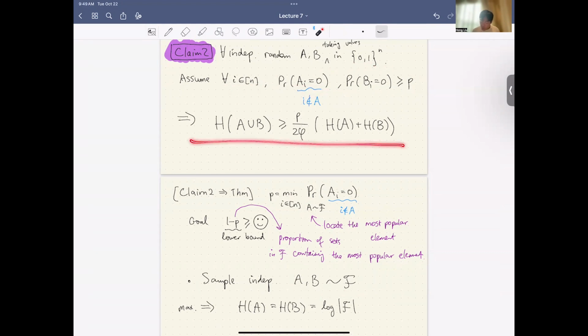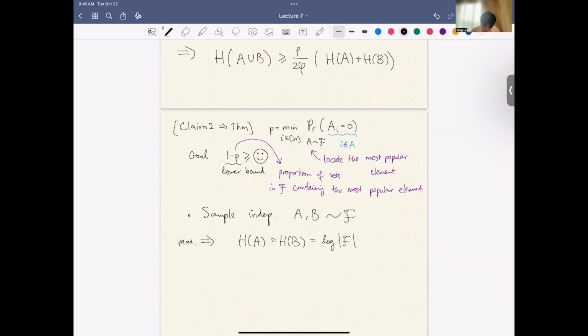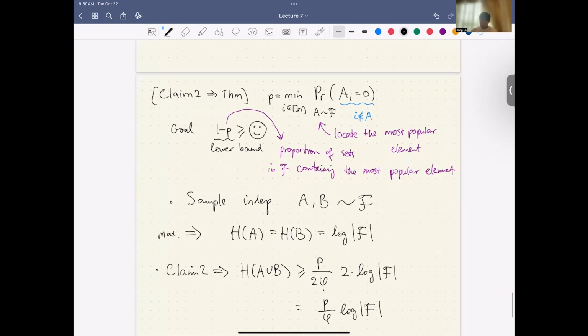We can use this lemma, claim 2, to get that the entropy of the union is at least this guy. So claim 2 implies the entropy of the union, H(A union B), is at least p over 2 phi times (H(A) plus H(B)). H(A) plus H(B) is this, right? 2 times log |F|. So just p over phi times log |F|.